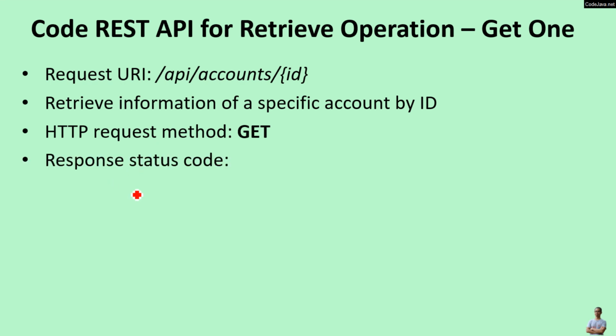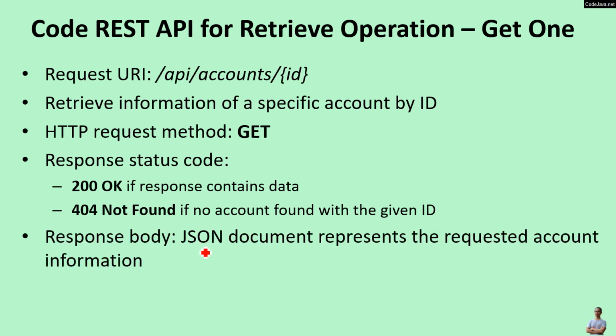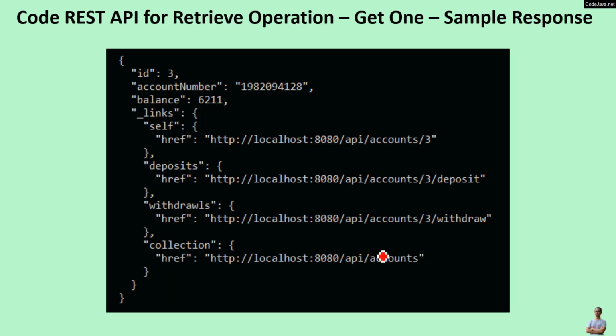The response status code should be 200 OK if the response contains data, or 404 Not Found if no account is found with a given ID. And the response body is a JSON document that represents the requested account information. Here's a sample response of the REST API for the second retrieve operation. Get information of a single account.